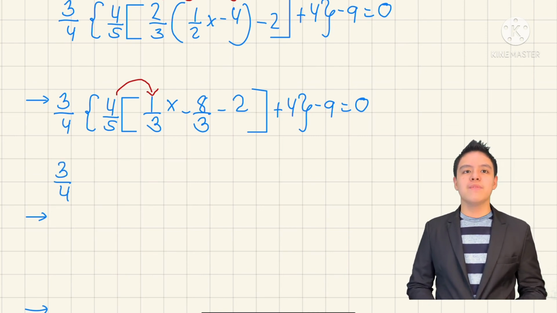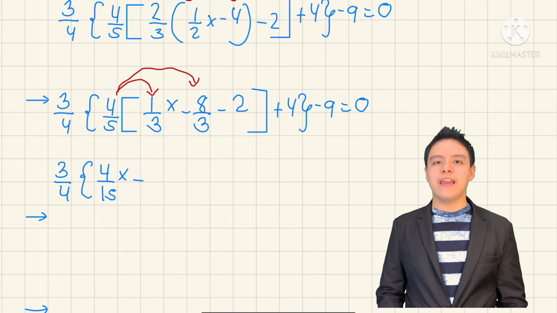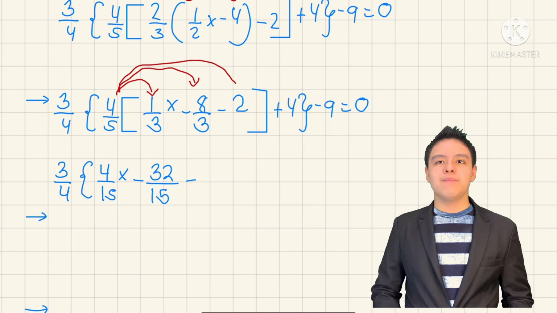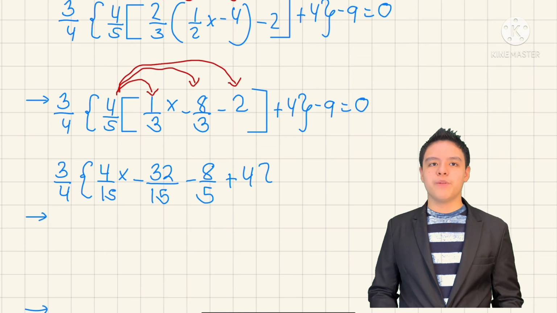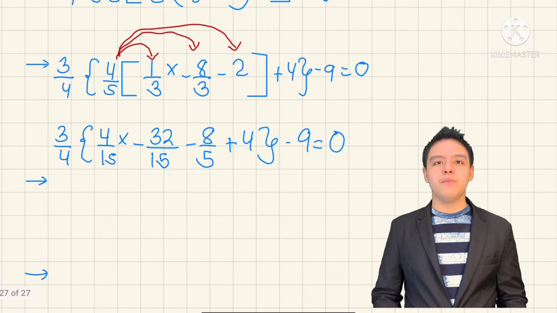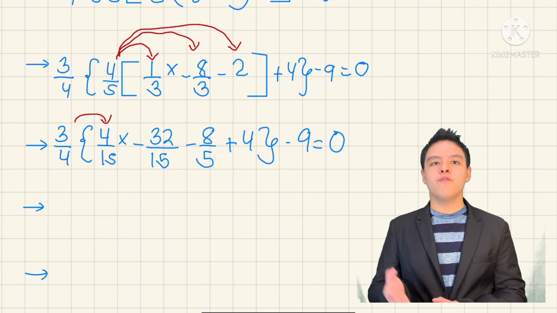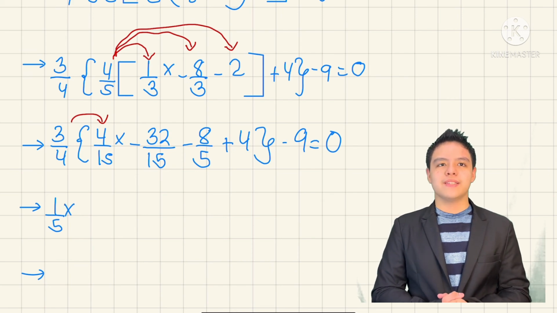4 over 5 times 1 over 3x is 4 over 15x. Next is 4 over 5 times negative 8 over 3 is negative 32 over 15. 4 over 5 times negative 2 is negative 8 over 5 plus 4. And now, distribute again. 3 over 4 times 4 over 15x is 12 over 60x, or 1 over 5x.